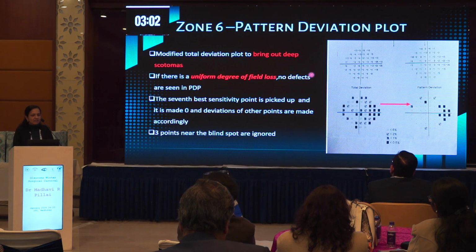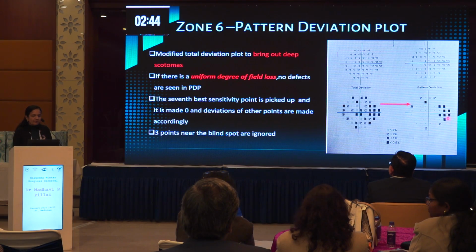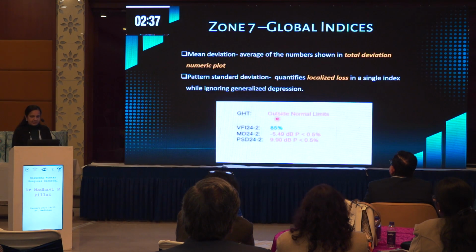Next is the pattern deviation plot. Once again, this also has a numerical plot and a probability plot. So, this is to highlight the glaucoma part. It is modified from the total deviation plot to bring out deep hidden scotomas. So, if a patient has both cataract and glaucoma, to bring out the glaucoma part, we need the pattern deviation plot. This is done based on something called the 7th best sensitivity point, which the machine does automatically.